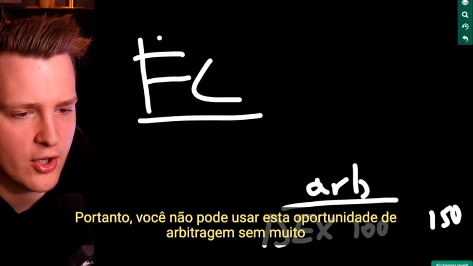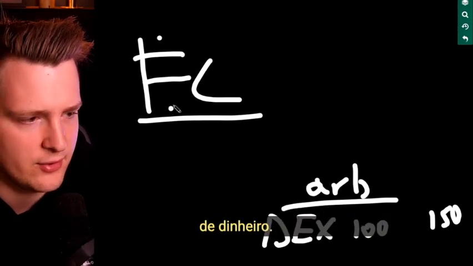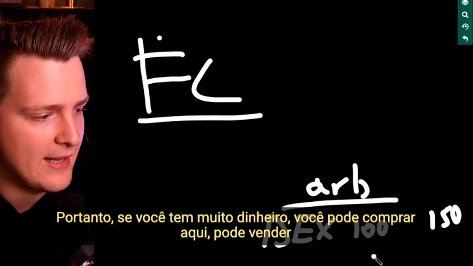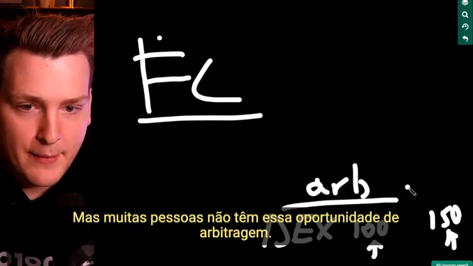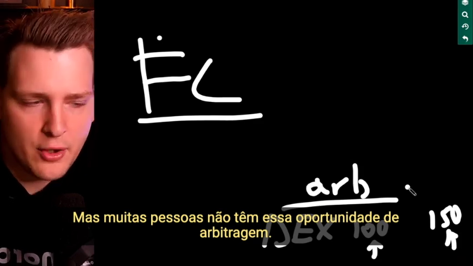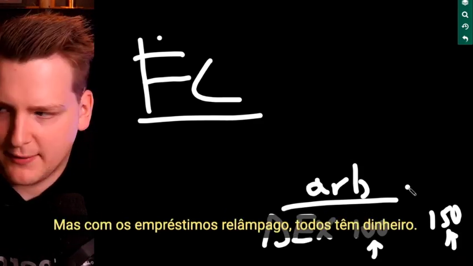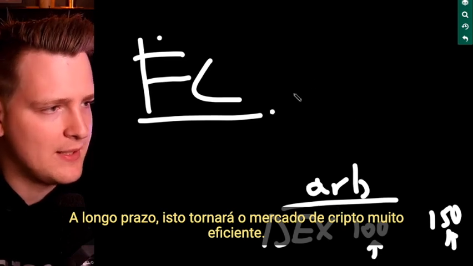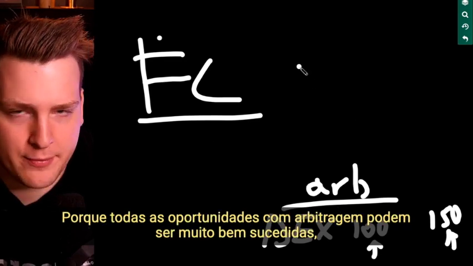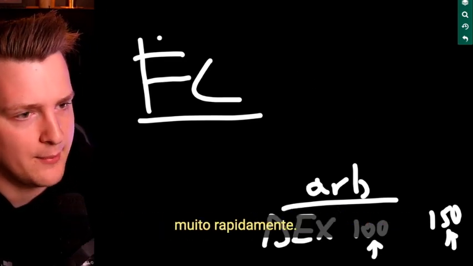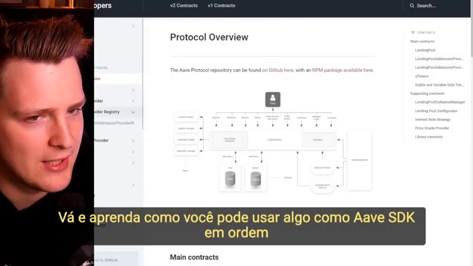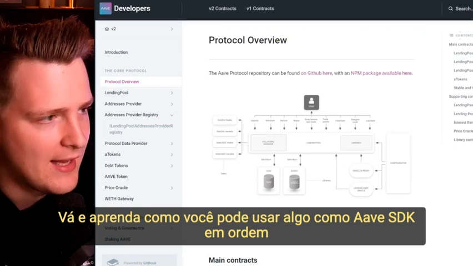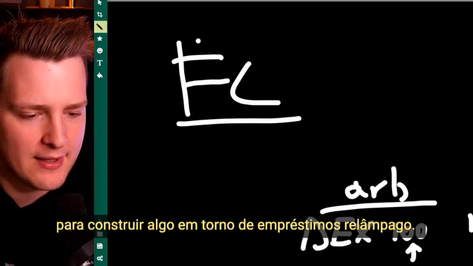So you cannot use this arbitrage opportunity without a lot of money. If you have a lot of money, you can buy here, you can sell there, and of course this applies to any coin. But many people see arbitrage opportunities and have no money. With flash loans, everyone has money. So long term, this will make crypto markets very efficient, because all arbitrage opportunities can be acted upon very, very quickly. But that's another topic. The main idea: go and learn how you can use something like the Aave SDK in order to build something around flash loans.